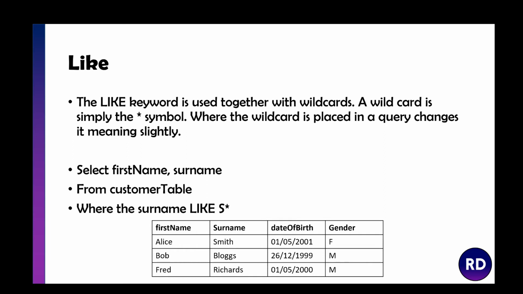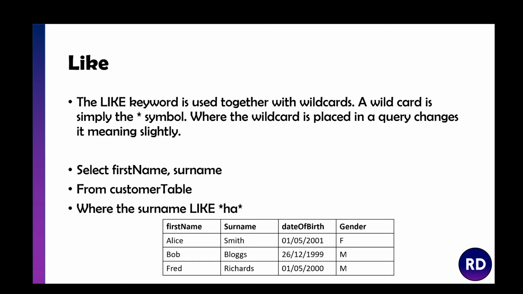We've got a very similar query here, with the like keyword again. Now we're doing like S star. That will return Alice Smith, because it will accept anything after the S but nothing before. And then we've got like asterisk HA asterisk. That will return Fred Richards, because it'll accept anything before or after the HA.